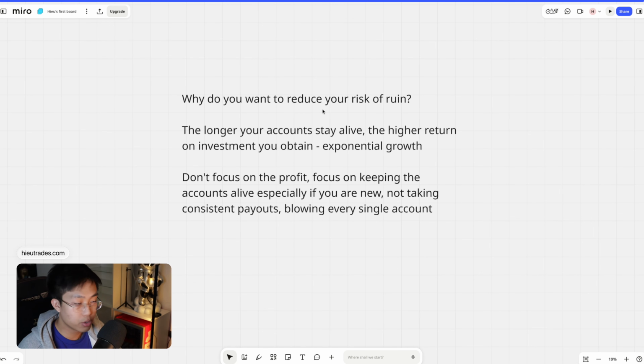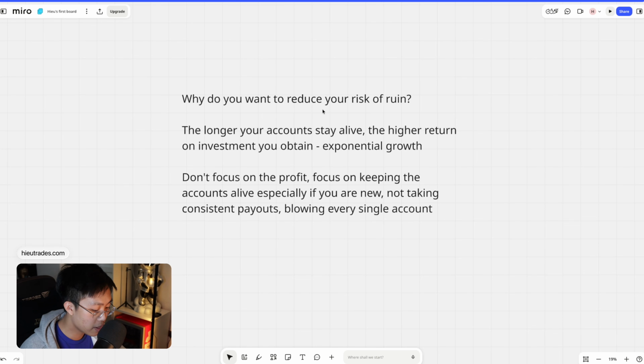Why do you want to reduce your risk of ruin? The longer your accounts stay alive, the higher return on investment you obtain, right? It's exponential growth, because by keeping those accounts alive, you're not spending more on reset fees or evaluation fees, and you're able to farm more payouts from that singular account or from that same batch of accounts. And this is generally speaking. So if you're able to hold that account for a long period of time, the chances of you making more payouts within that account is going to be much more likely. As a result, the return on investment is going to be much higher.